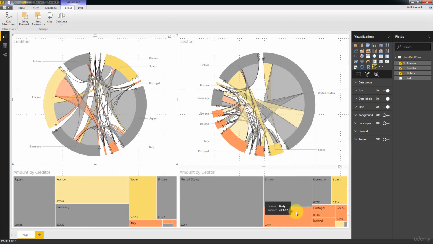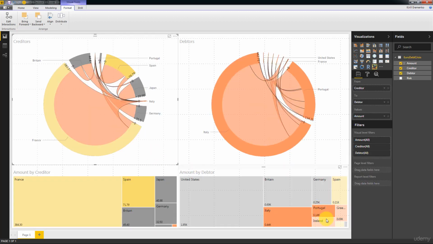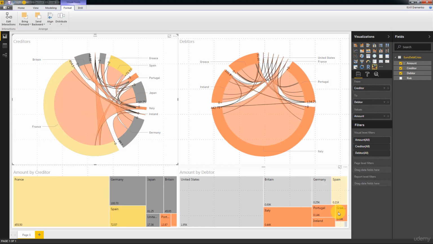And now let's proceed to the riskiest countries. So Italy, Portugal, Ireland, and Greece. And let's see where they're borrowing money from. All right, so where is the money coming from? So these are debtors. These are the countries that we've selected. And you can see that Italy owes the most money.